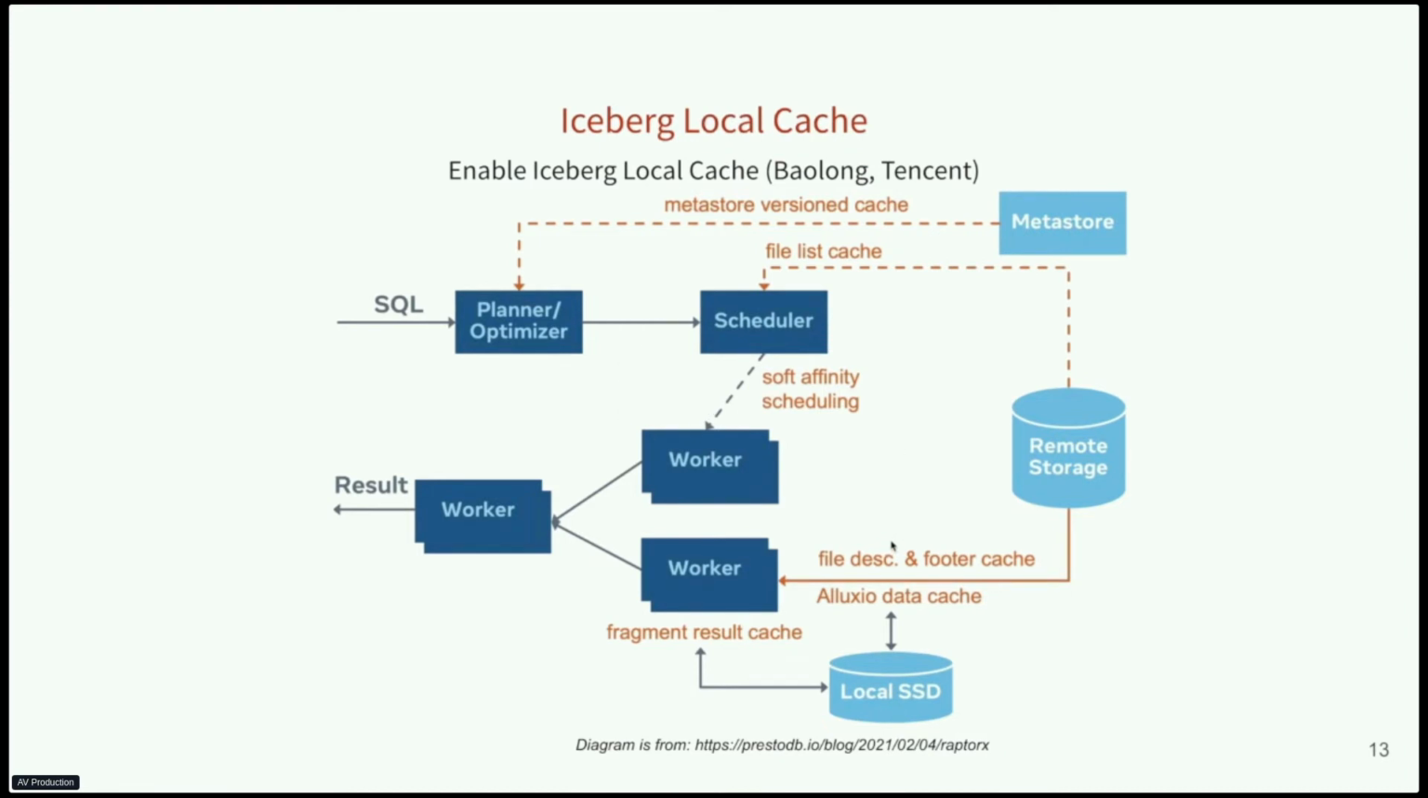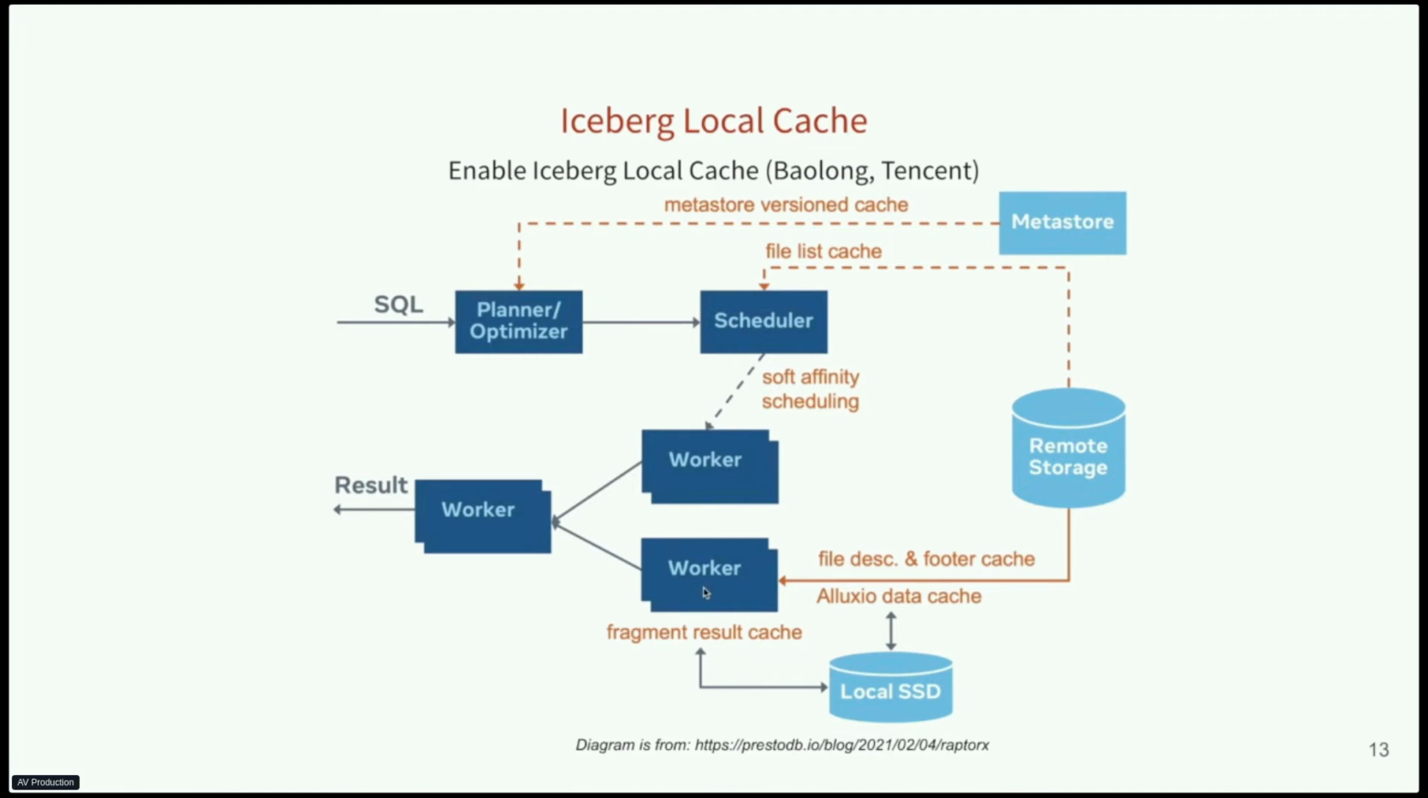By doing so, each Presto worker can just use their local SSD. But we recommend you use NVMe SSD here to speed up the query. You can keep 1 terabyte or 2 terabytes on each Presto worker. And also Baolong from Tencent did something else. They made the local cache support multiple SSDs. You can support something like RAID 0. You can highly speed up the I/O here.